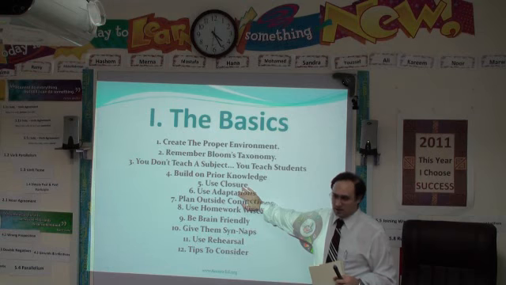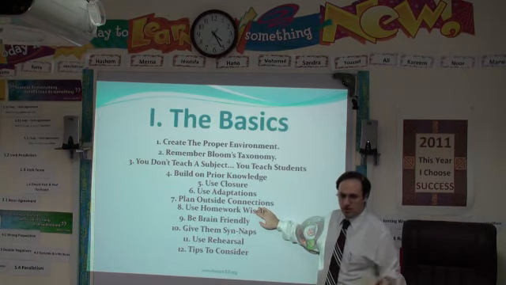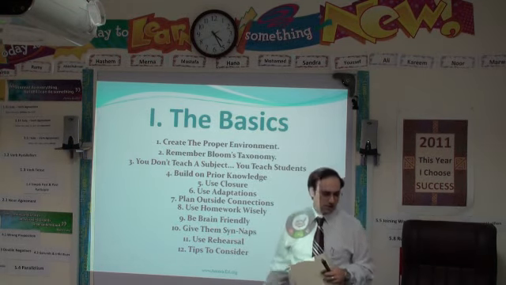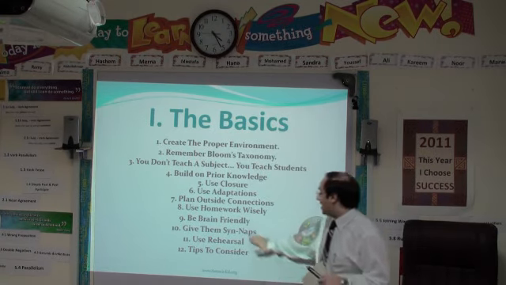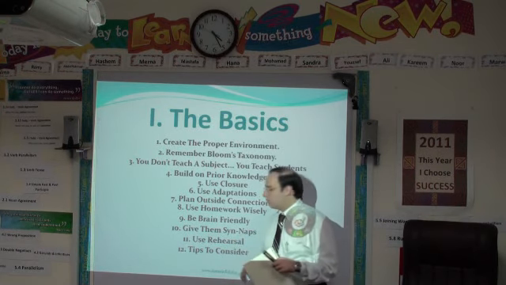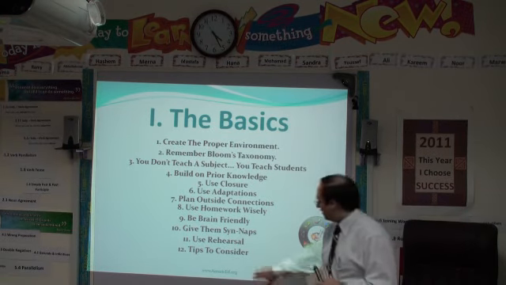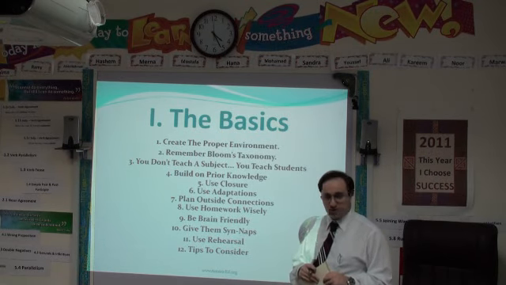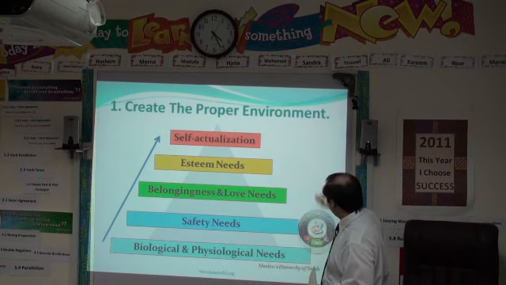Using closure, the end of the lesson. Using adaptations. Planning connections to outside of what I'm teaching. Using homework wisely. Being brain-friendly as a teacher and choosing strategies that are friendly to the ways our brains work. Giving synapse, like we said before, we're going to discuss what that means exactly. And the use of rehearsal and the two different types of rehearsal and how we must use both and when. And then some tips to consider, and we'll open the discussion on these 12 points together at the end. So, we'll start with number one, creating the proper environment.